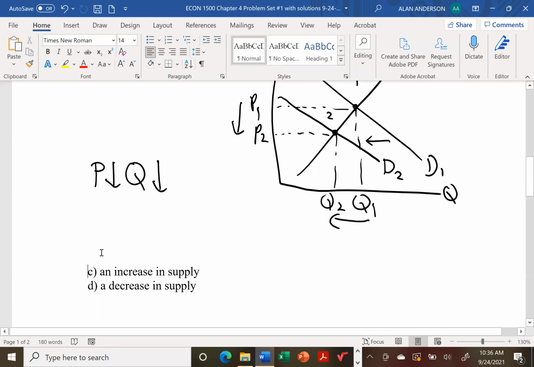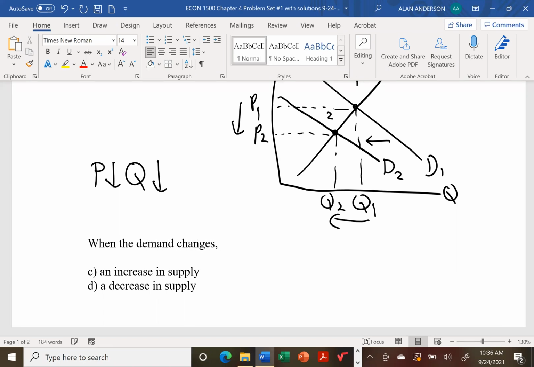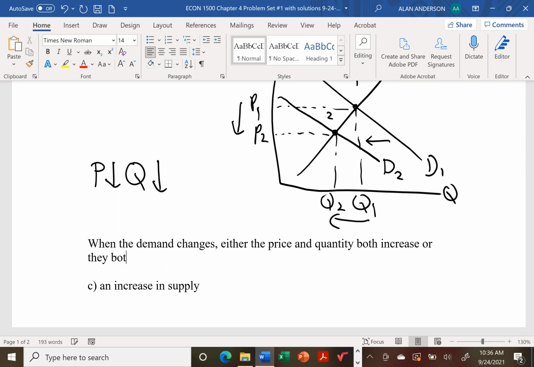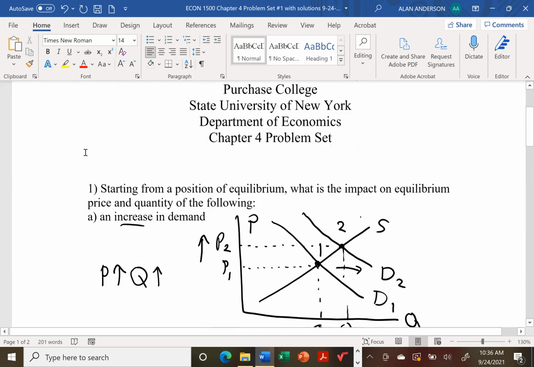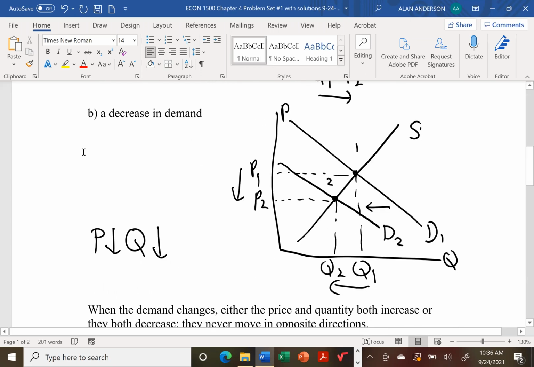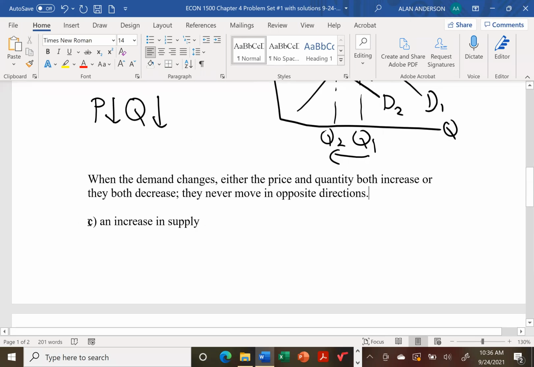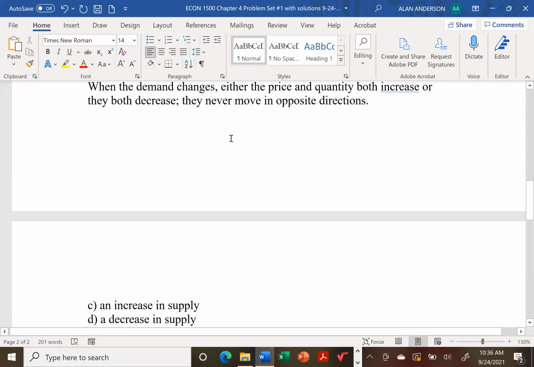So here's an interesting point that we want to pay attention to. When the demand changes, either the price and quantity both increase or they both decrease. They never move in opposite directions. I just want to point that out because when we look at the supply curve, we'll see that that is not the case. With the supply curve, it turns out the price and quantity actually do move in different directions. So let's see how that works.